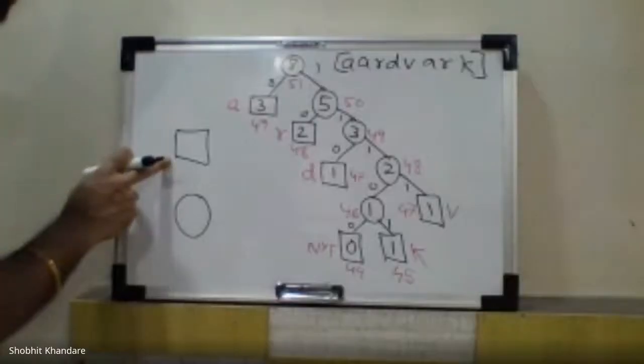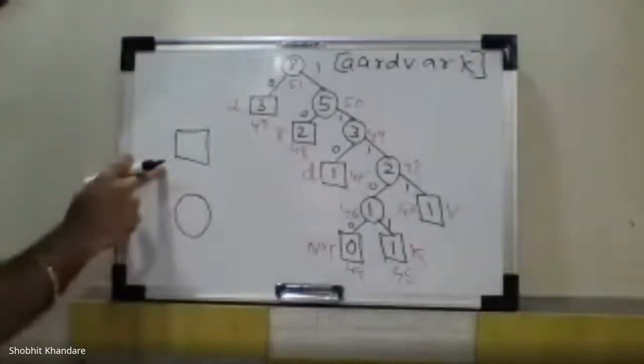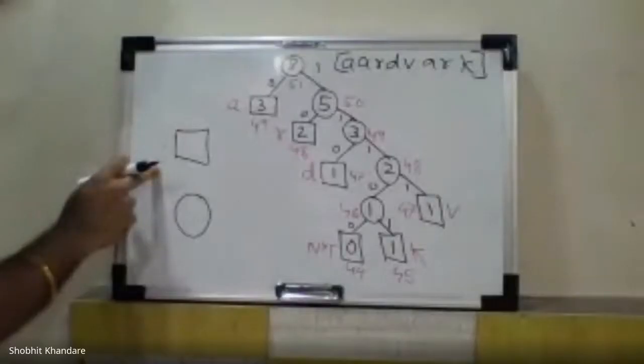So we have this square or rectangle for external node, and for internal nodes we'll be drawing the circle. Okay. Now with this we have started.